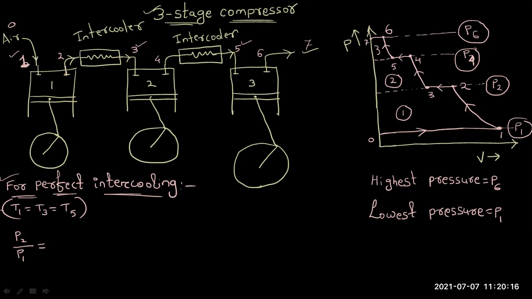Who can tell? Can you put a message? For the second stage, what is the pressure ratio? You can unmute yourself and tell, or else you can put a message. For the second stage of the compressor, what is the pressure ratio? P4 by P2, exactly. Okay. Second stage means from this point to this point. Yes, P4 by P2.